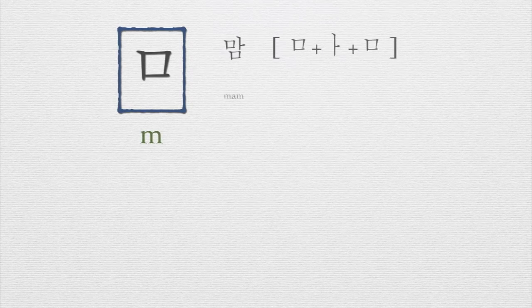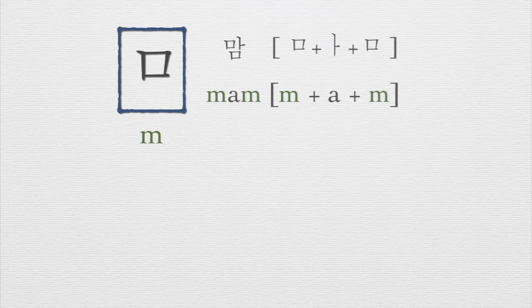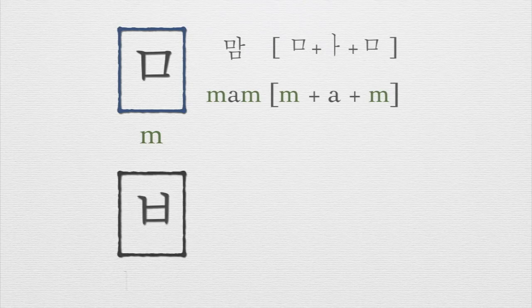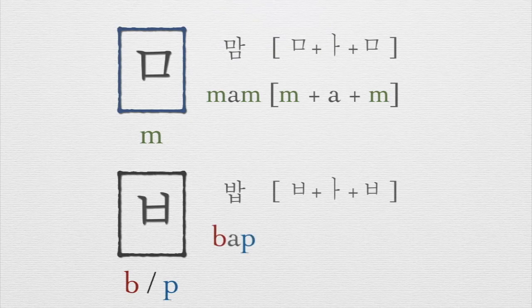미음 has one romanized letter, M, and it makes 맘, M-A-M. 비읍 has two romanized letters, B and P, and it makes 밥, P-A-P.